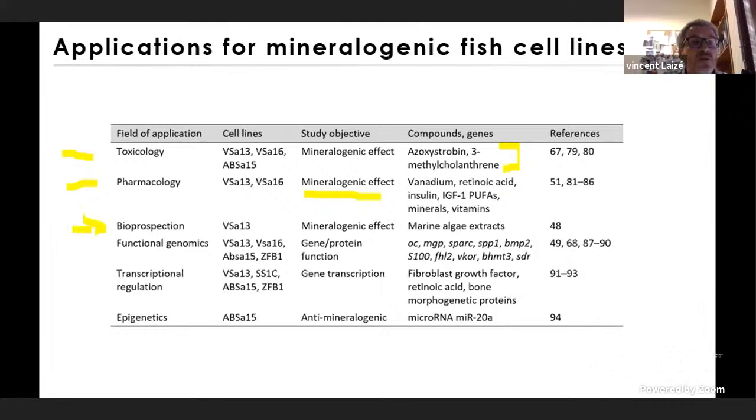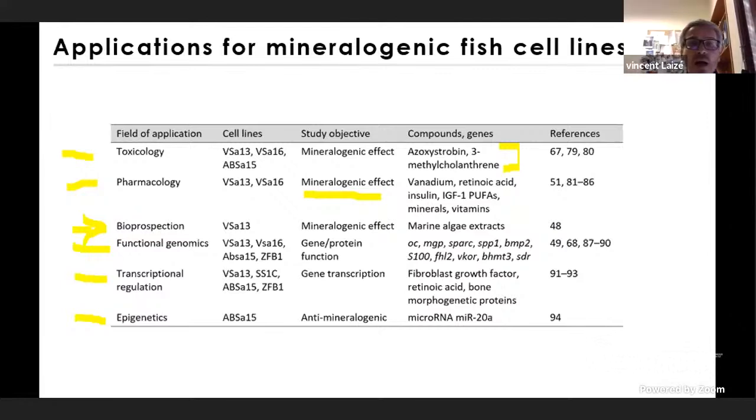Bioprospection, I will have a few slides about that just after. We have used the cell lines to screen natural extracts for the presence of compounds that could have the potential to increase the mineralization of these cells. They have been used also for functional genomics, to look at the transcriptional regulation of genes that are important for the mineralization of the cells, and to look at the anti-mineralogenic effects of some microRNAs that are involved in the post-transcriptional regulation of some important bone genes.